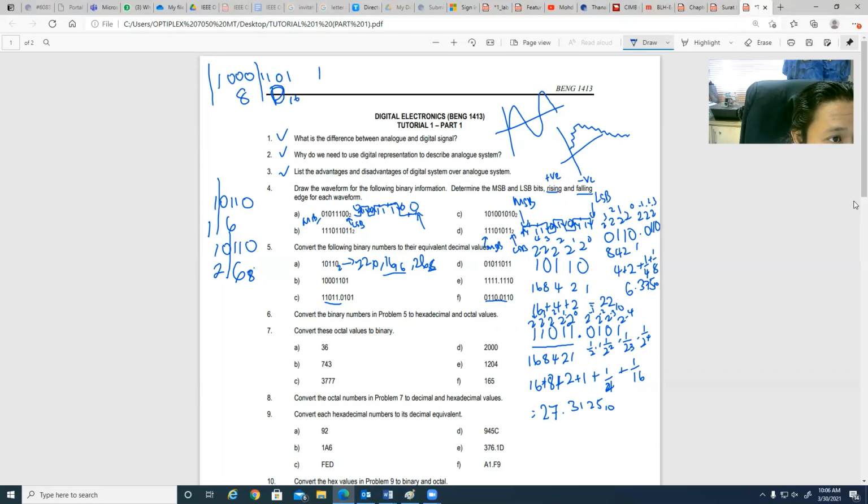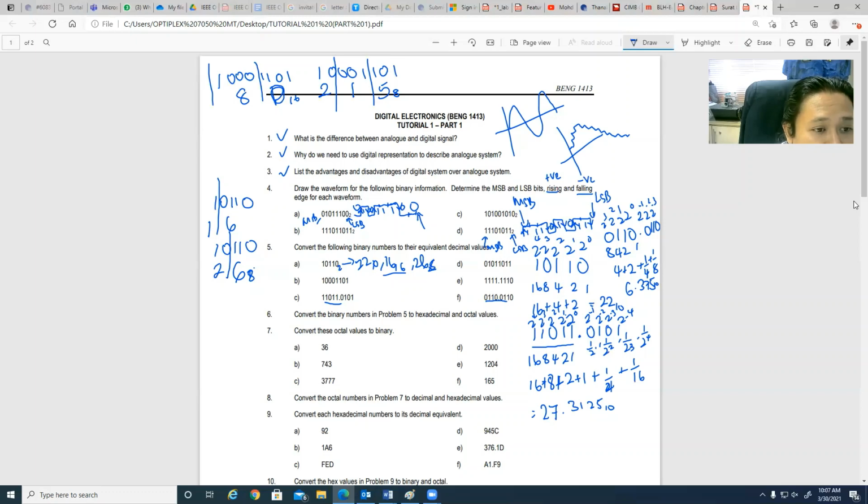Alright, so for octal, you have to divide by 3. So 1, 2, 3, 1, 1, 2, 3, 1. Okay, so the answer will be 2 here, 1, and then 1, 1, 4 plus 1 will be 5. So that is the conversion from binary to the hexa or to the octal.